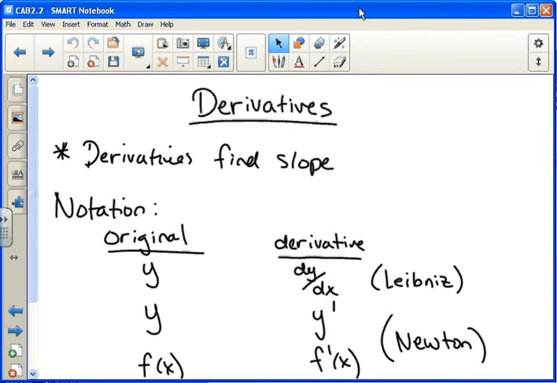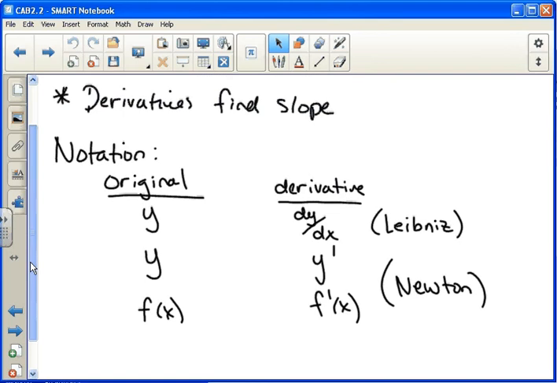Now I have notation here for you. There are two guys credited with calculus. One is Gottfried Leibniz and the other is Isaac Newton. Leibniz preferred the first notation, where the original was y and the derivative would be dy over dx, which means the derivative of y with respect to x, but it's usually just read dy dx or dy over dx, while Newton preferred the prime. Those things that look like apostrophes are said "prime," so the original would be y, the derivative would be y prime. The original would be f of x, the derivative would be f prime of x.